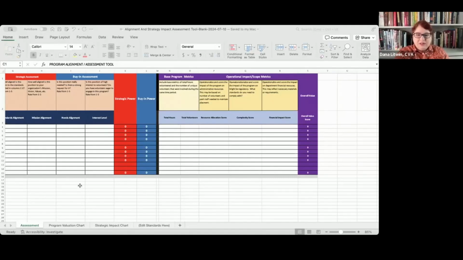But this is my favorite thing that the tool does, because it's just a tab on a spreadsheet, and it's done a simple data visualization for you. So here's our community garden. We've got 4 quadrants: high strategic power, high buy-in; low strategic power, high buy-in; and low strategic power, low buy-in. The community garden is pretty good. It's pretty good up here.